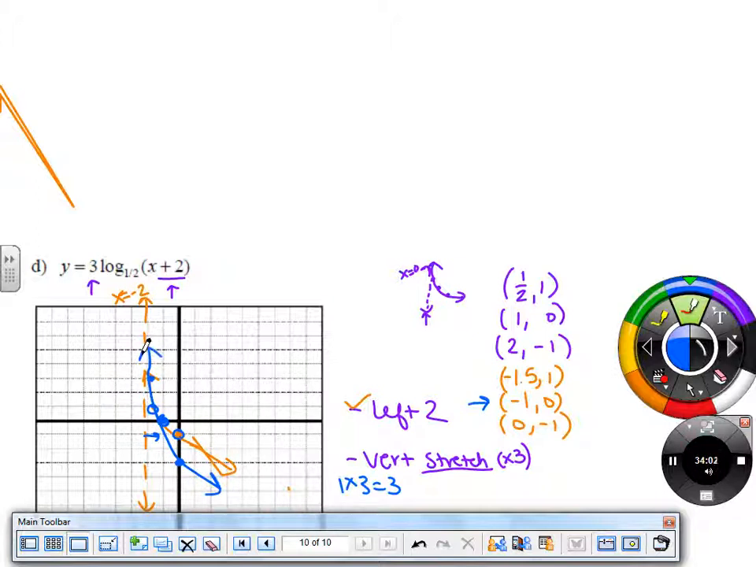And the way those points will change is they basically got multiplied by 3, so this one is now at negative 3. This one is at positive 3. So there's my points. I have my asymptote. I have my graph. So you want to know the shape of the log graphs and how to transform them. So then work on the assignment that the substitute has for you.